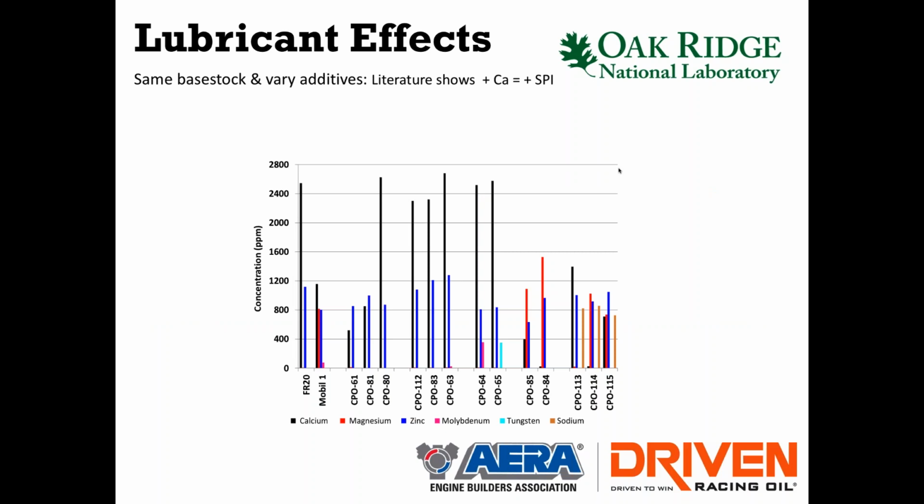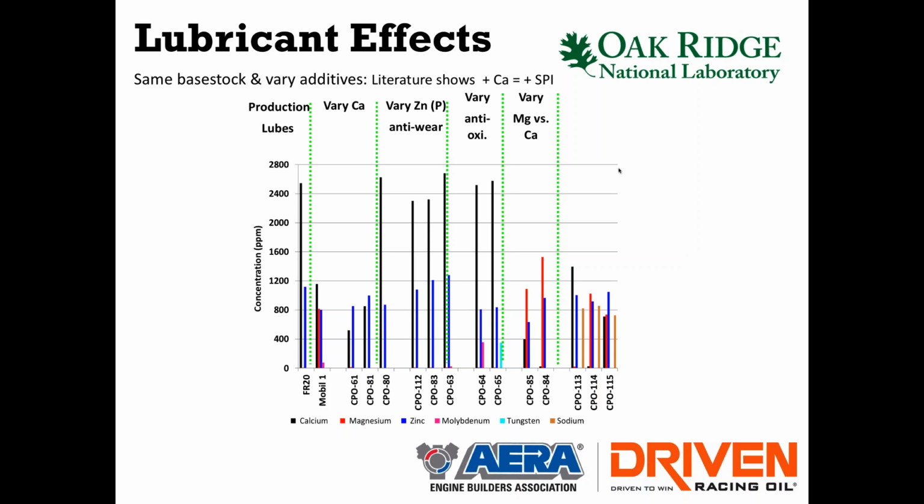So what we started off to do, working with Oak Ridge, was take the same base stock, vary the additive package, and make various combinations of oils, where you had production lubes. We're going to vary the amount of calcium, the amount of anti-wear, which is ZDP, the amount of antioxidant in the oil, the amount of detergents in the oil, and the amount of sodium detergent in the oil.